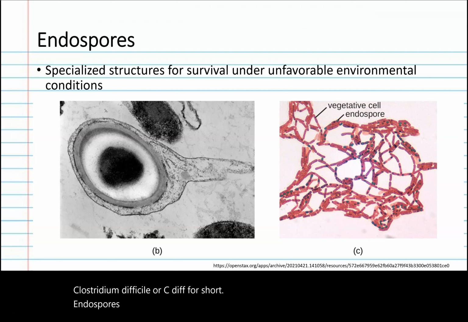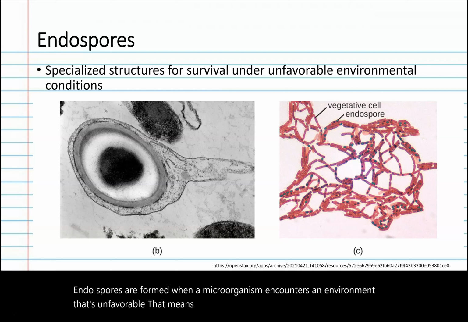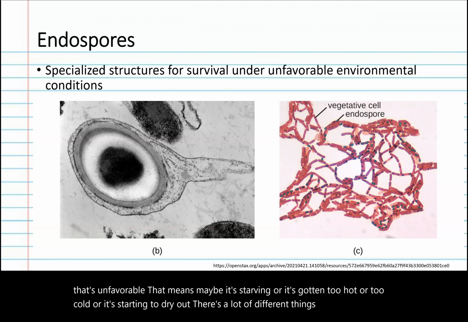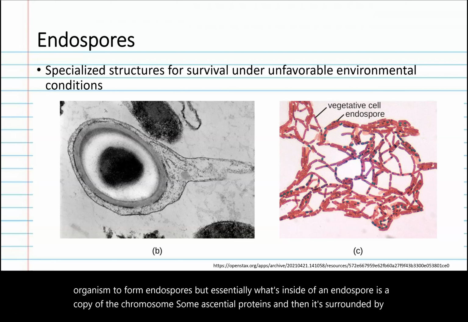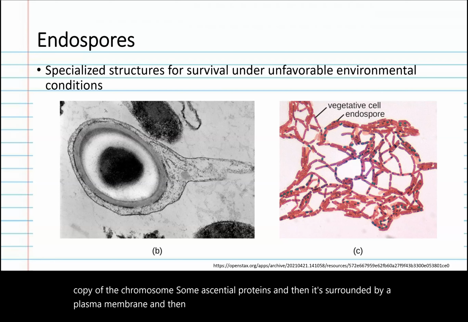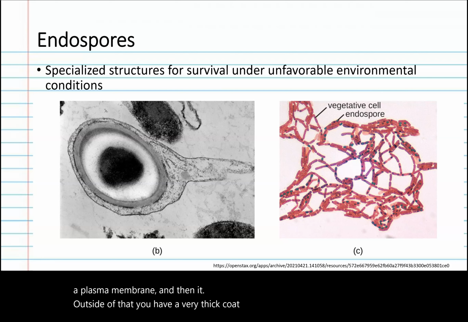Endospores are formed when a microorganism encounters an environment that's unfavorable. That means maybe it's starving, or it's gotten too hot or too cold, or it's starting to dry out. There's a lot of different things that can cause an organism to form endospores. But essentially what's inside of an endospore is a copy of the chromosome, some essential proteins, and then it's surrounded by a plasma membrane, and then outside of that you have a very thick coat of protein. And that thick coat of protein is called the cortex.